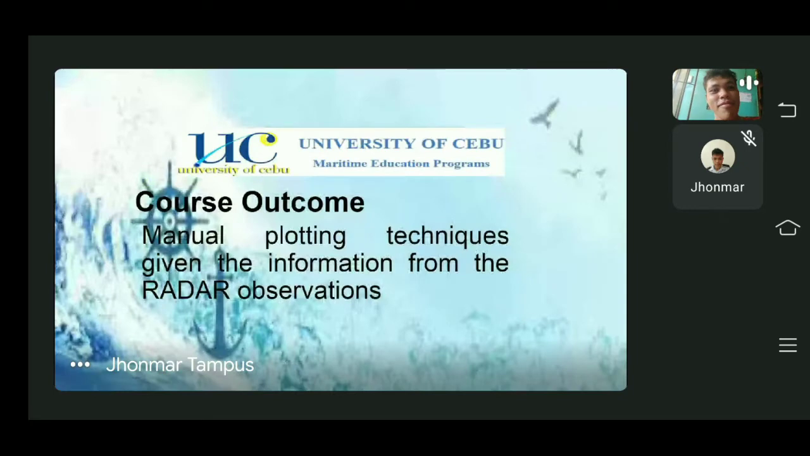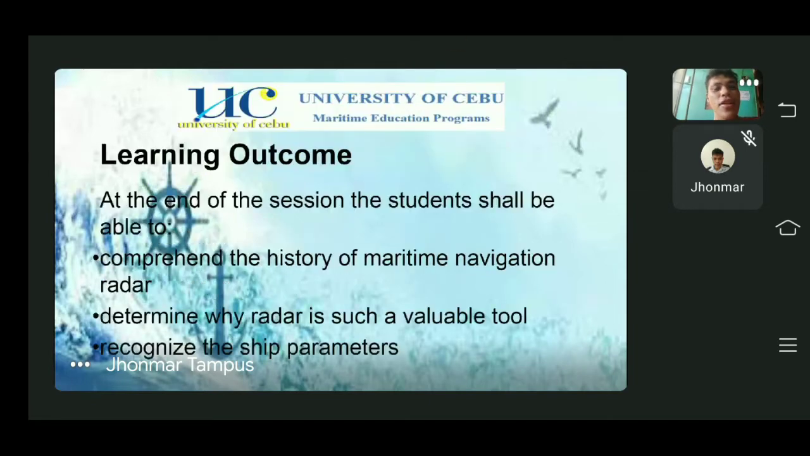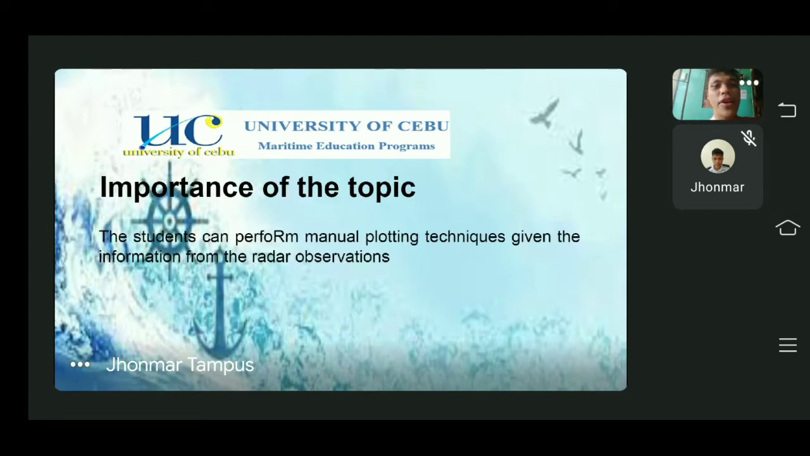Course outcome: manual plotting techniques given the information from the radar observations. Learning outcomes: at the end of the session, the student shall be able to comprehend the history of maritime navigation, radar, determine why radar is such a valuable tool, and recognize the ship parameters. Importance of the topic: the students can perform manual plotting techniques given the information from the radar observations.